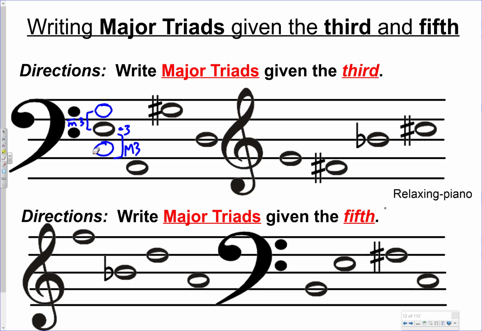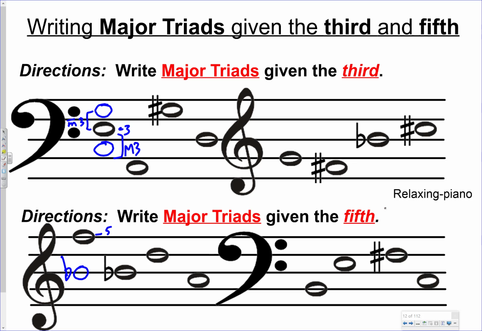In the next line, the directions are to write major triads given the fifth. Let's try the first example together. I'm going to label this F as a 5. Now, recall that a major triad consists of a perfect fifth from the root to the fifth. So if F is my fifth, a perfect fifth below the F would be a B flat. I've just created a P5.